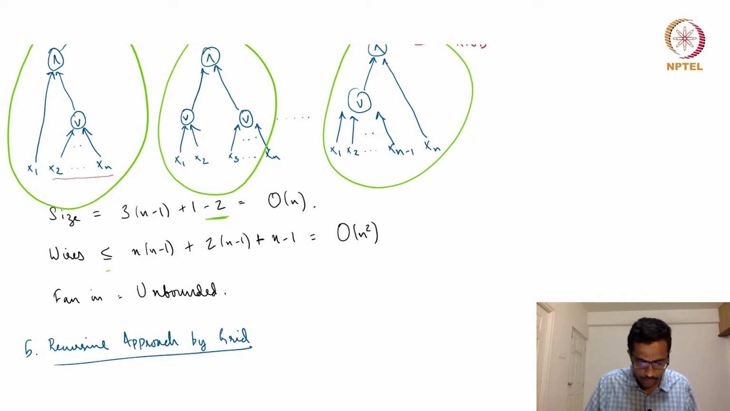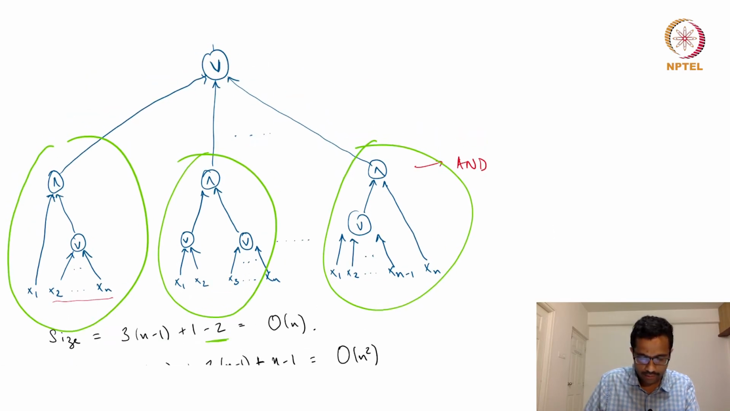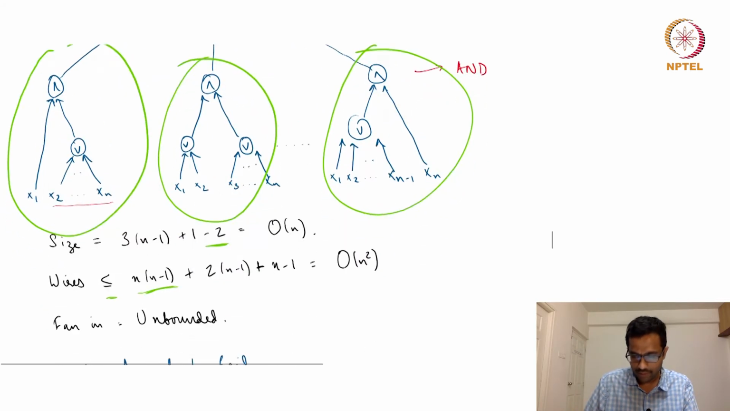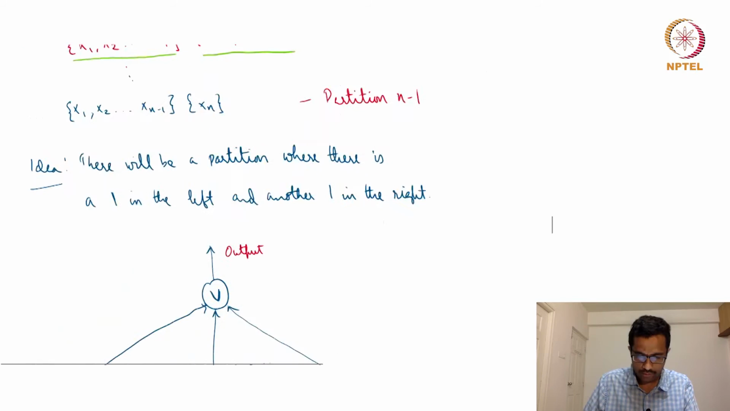Again, I put less than or equal to here because the extreme left and right parts may have slightly less. But the key thing is this n times n minus 1, which contributes to order n squared. So asymptotically, it's order n squared. And fan-in is unbounded because all the OR gates, the top level gate or the bottom gates, take n or n minus 1 inputs. So size is linear, wires is quadratic, and fan-in is unbounded.